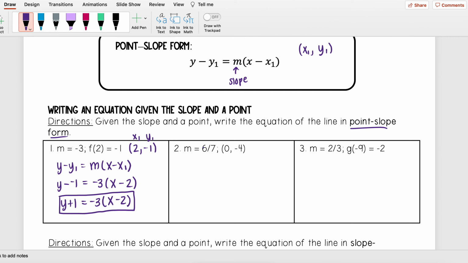Let's try another one. So this one I have m equals 6/7, and I have the point (0, -4). I'm going to label my x1 and y1 first. And then I want to write this in point-slope form. So I'm going to first plug in my y1, so I have y minus -4 is equal to m, which is 6/7, times x minus x1, which is 0. Now I'll simplify this left-hand side, so I have y plus 4 is equal to x minus 0, which is just going to be x, so on the right-hand side I just have 6/7 x.